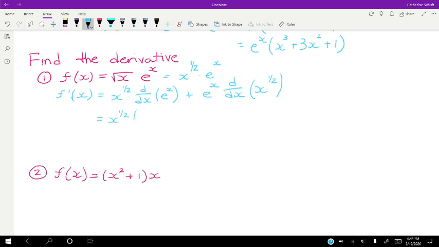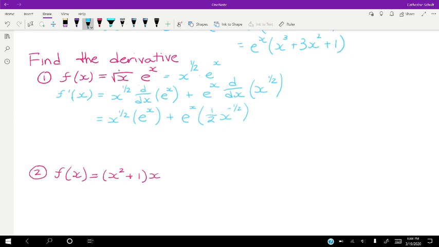What's the derivative of e to the x? E to the x. And then how do we do our power rule? When we take the derivative, the exponent comes down, and then we subtract 1 from the exponent. So 1/2 minus 1 is negative 1/2. All right, so what can we do to clean this up?